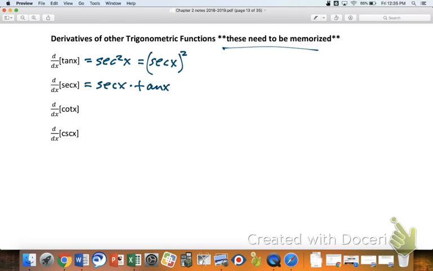So if the derivative of tangent is secant squared, what would you guess the derivative of cotangent is? You would think that it would maybe be cosecant squared, right? It's really close. It's negative cosecant squared of x. And maybe then you can get this next one. If the derivative of secant of x is secant of x times tangent of x, what would you guess the derivative of cosecant is? There you go. It's negative cosecant of x times cotangent of x.